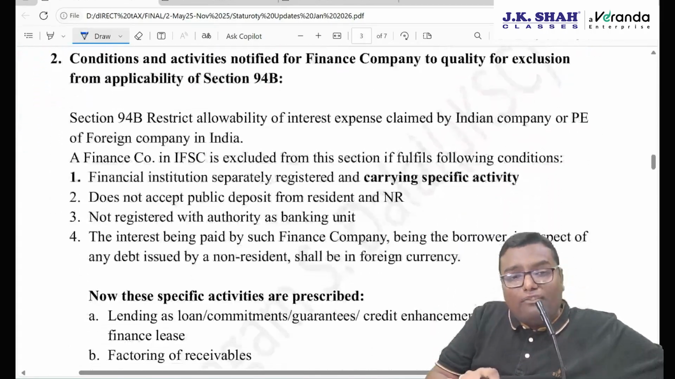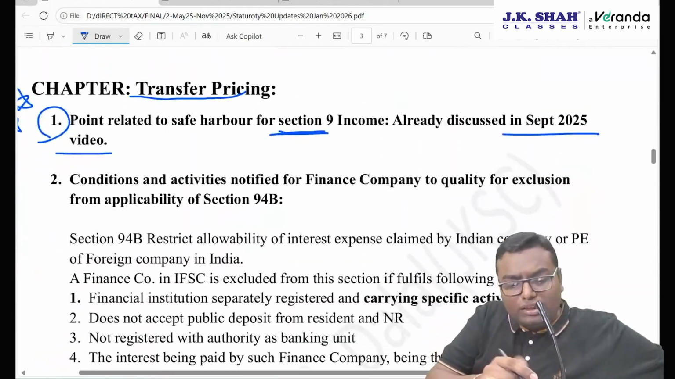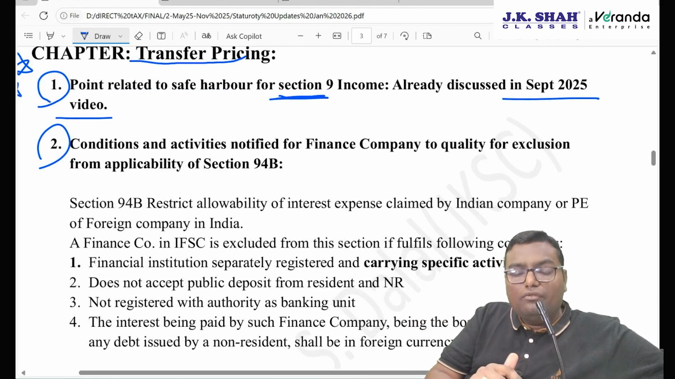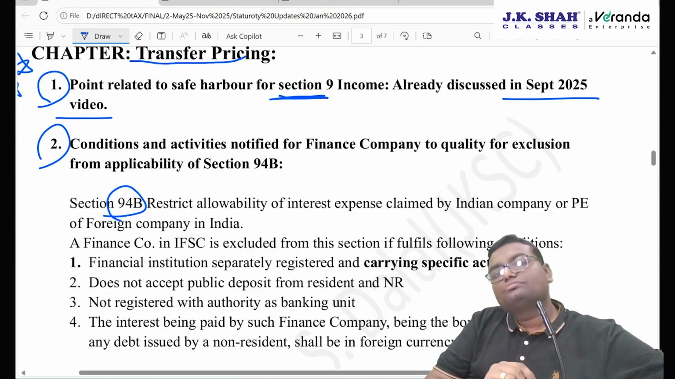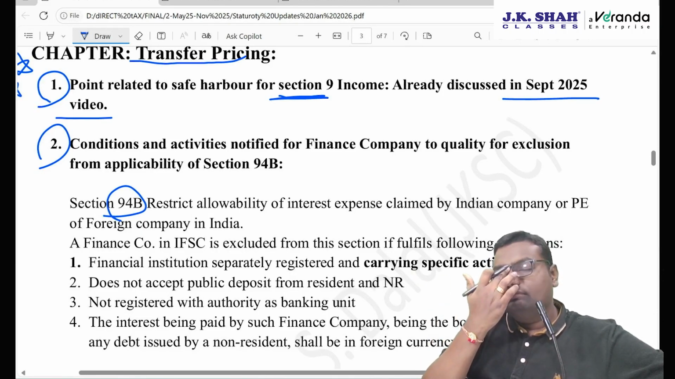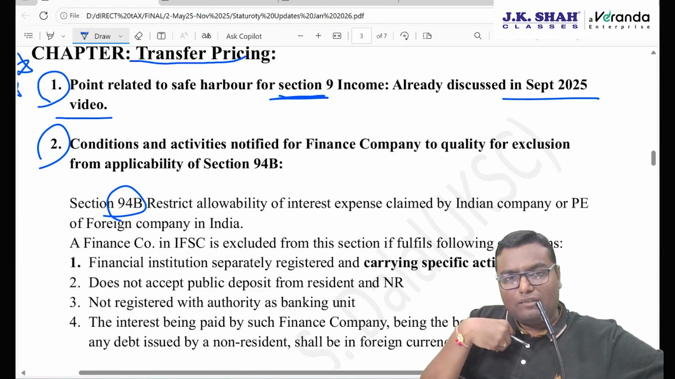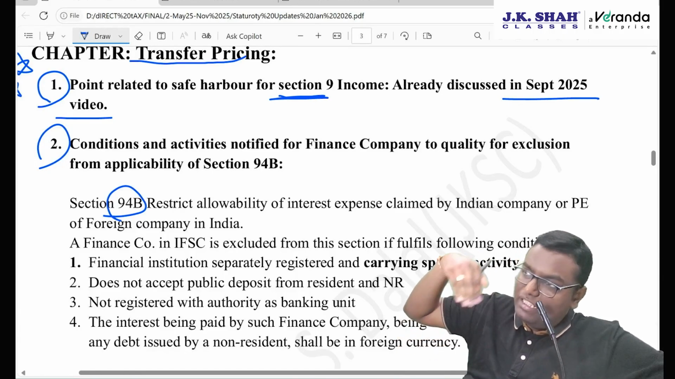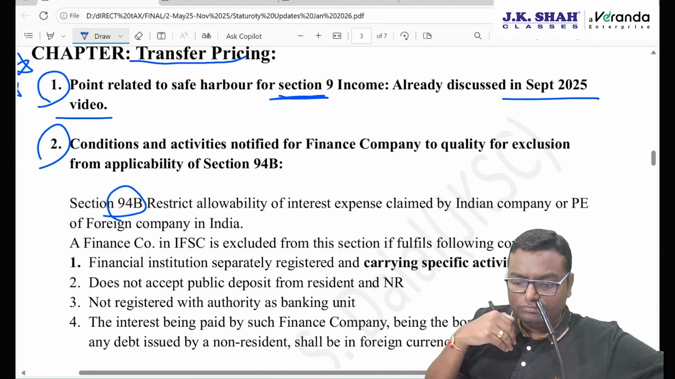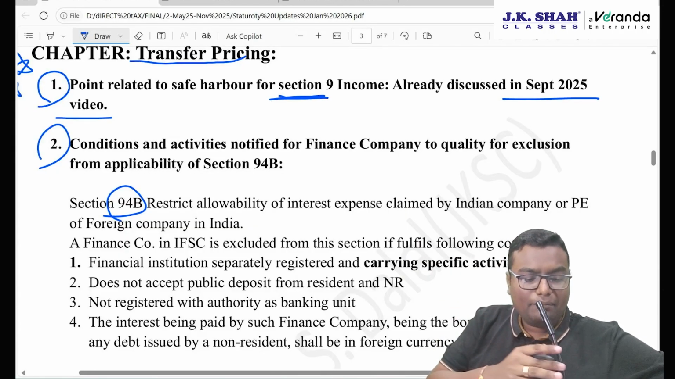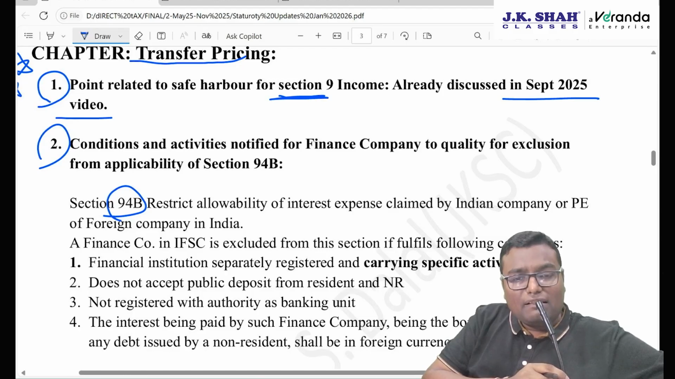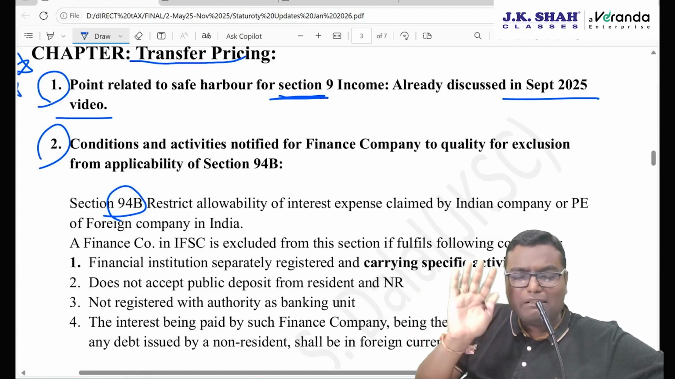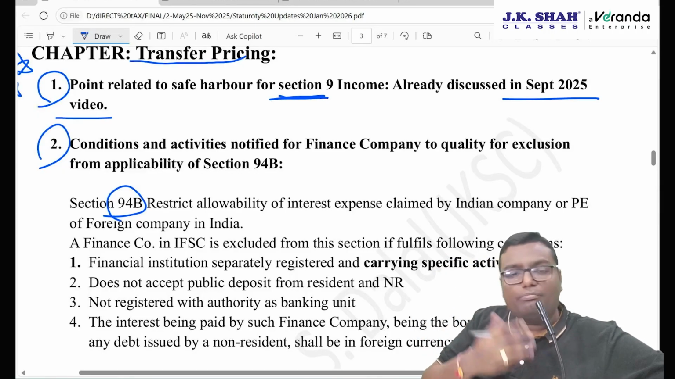Now before I move to safe harbor rule, first there is one other amendment also. Not amendment, notification. With regards to section 94B. Now what is section 94B? You know, whenever you are an Indian enterprise or a permanent establishment of a foreign company, you are going to pay interest to any associated enterprise who is basically outside India. Whatever is your interest expense, above 30% of your EBITDA, that will be disallowed. That is as per action plan number 4 of BEPS.